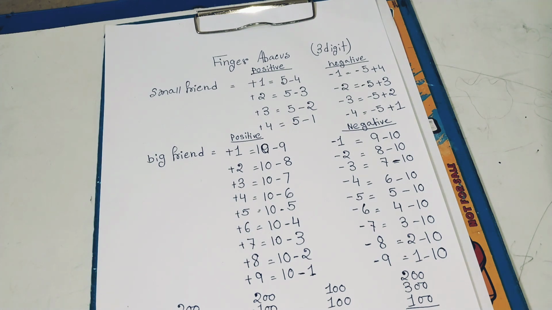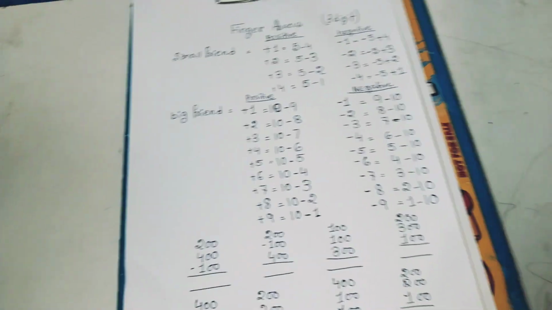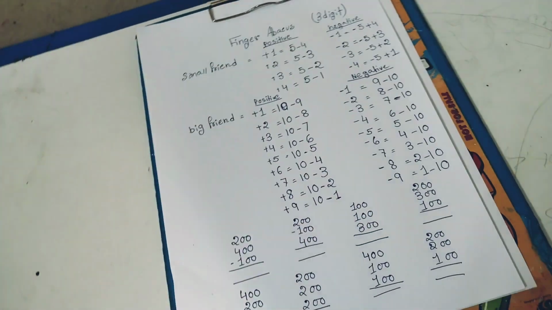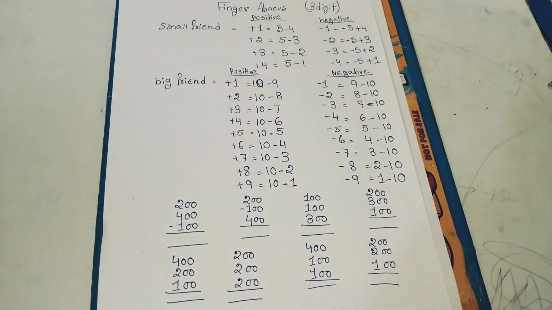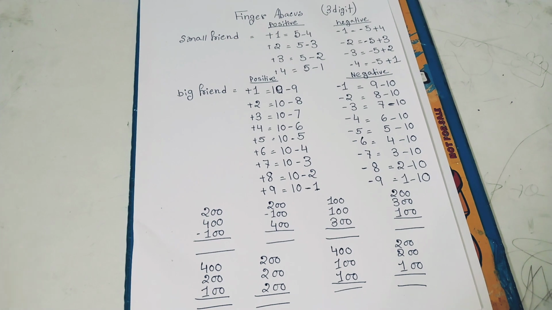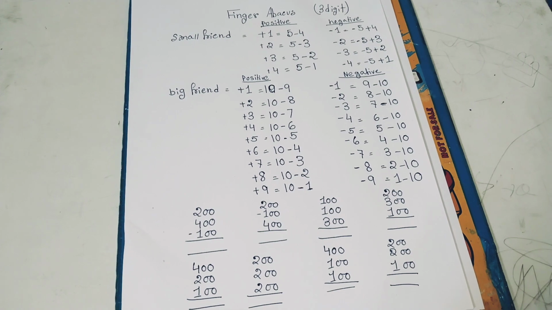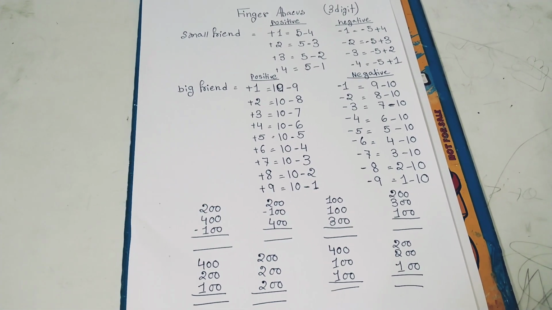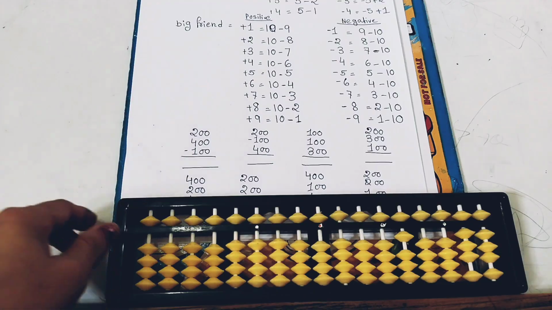So you have to remember this small friend formula and big friend formula always. Otherwise it will not be easy for you to calculate. Then again I will calculate some 3-digit numbers with the use of the abacus.